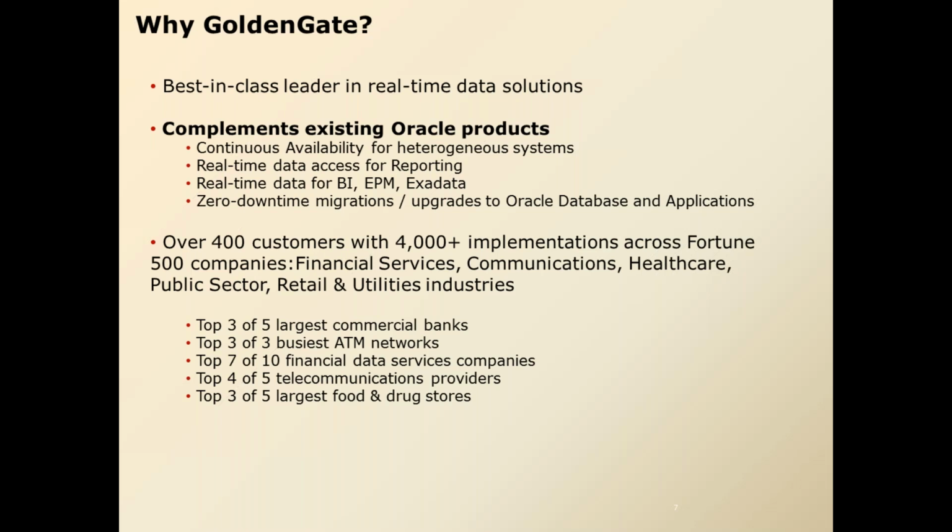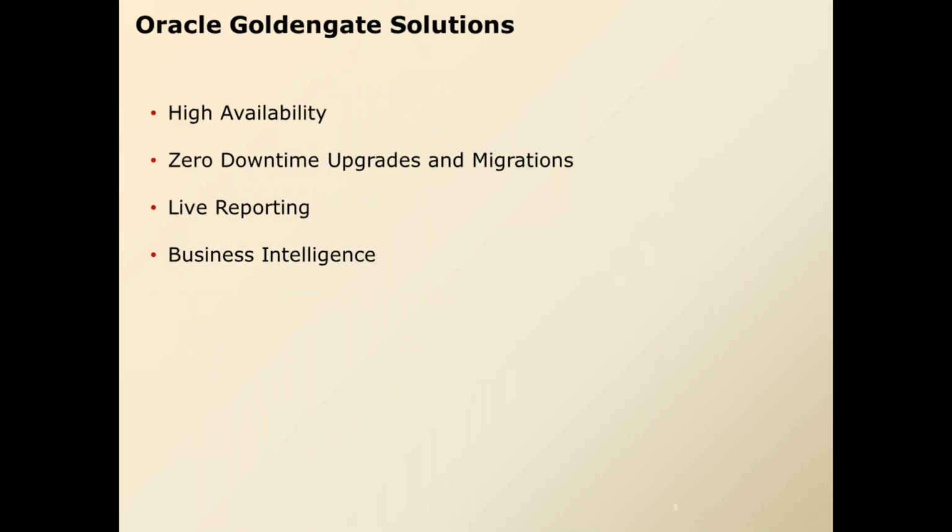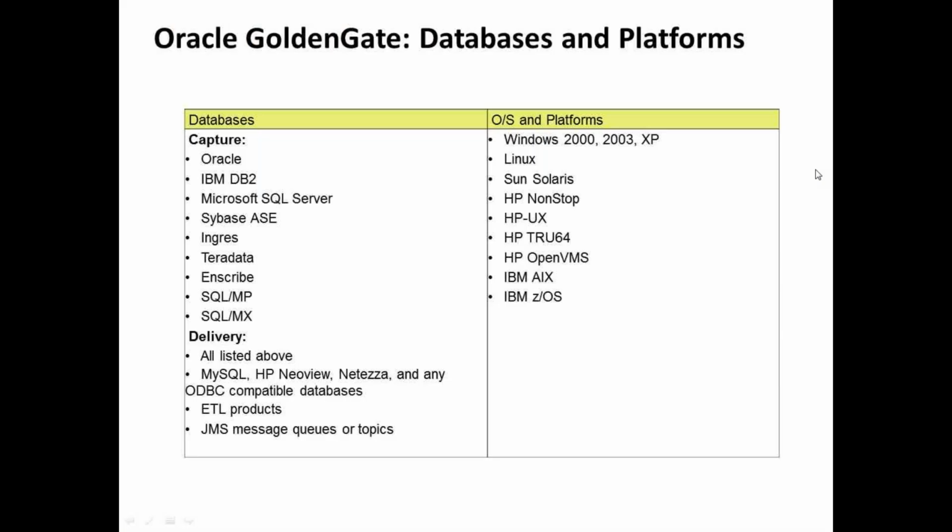In today's world, there are a lot of cloud migrations and database upgrades going on, and organizations want to ensure that they do it with zero downtime. So how to do that? If they use Oracle Golden Gate, it's done with zero downtime. So it ensures high availability, zero downtime upgrades and migration, live reporting and business intelligence.